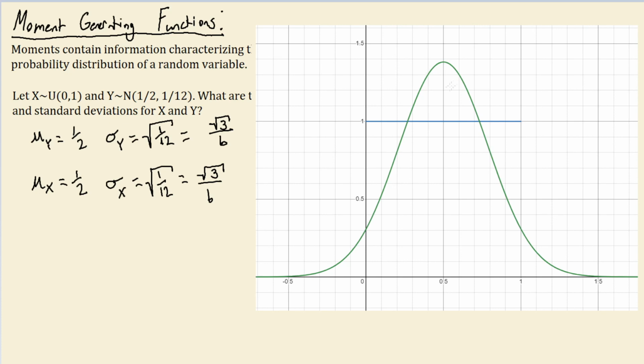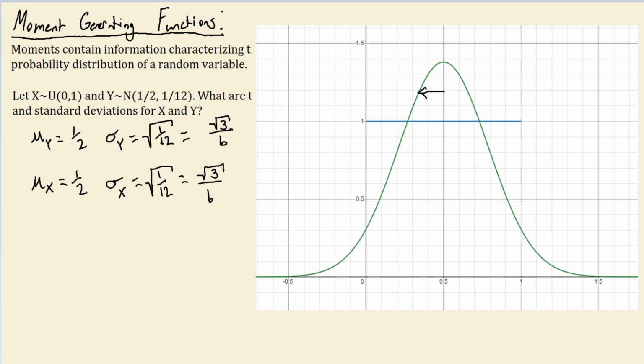You could think intuitively, if you were to take these deviations from the mean for both of these distributions and square them, and then weigh them against the height of the probability density function for each distribution, and take the sum of all of those deviations across the entire interval, this is exactly what we're doing when we're computing the second central moment.